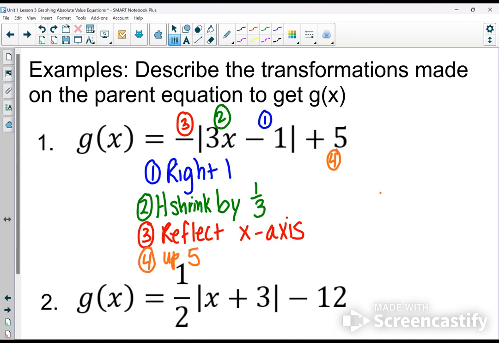If you are able to describe the transformations on the graph, then it just makes your graphing process much easier. That's why we put so much focus on describing the transformations and talking about what they are in the equation before we actually move to the graph.